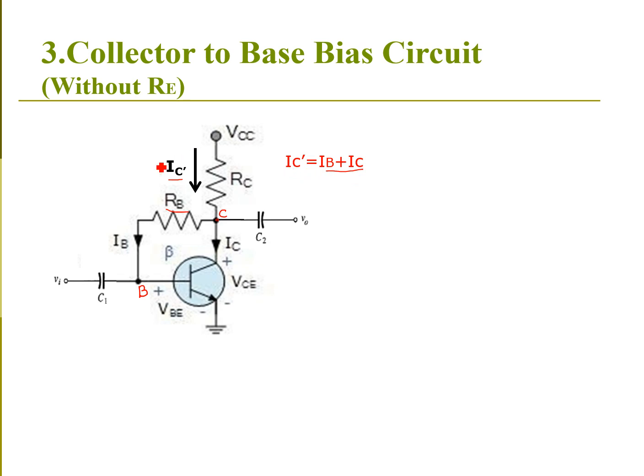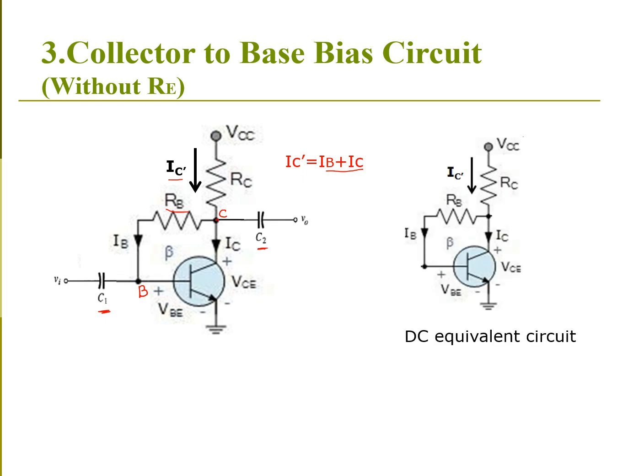Once we have drawn the collector to base bias circuit, the next step to do the DC analysis is to draw the DC equivalent circuit. For the DC equivalent circuit, all capacitors, so capacitor C2 and capacitor C1, will act as open circuit. Therefore, the DC equivalent circuit looks something like this. So, this is the DC equivalent circuit for collector to base bias.